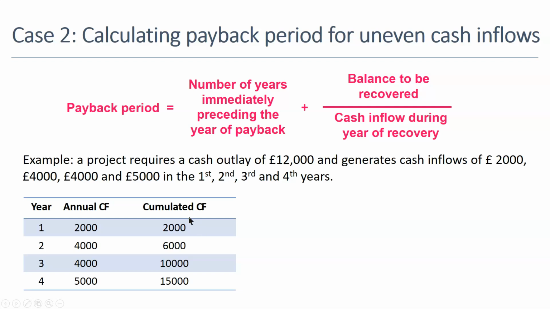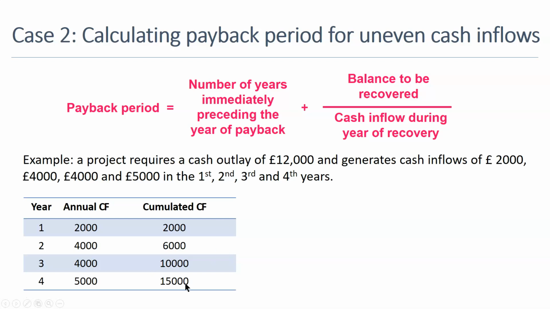For example, in the first year we have only generated £2,000. By the end of the second year we have reached £6,000 of total cash flow. So this is a sum of all previous cash flows. At the end of year 3, we have managed to generate £10,000. So this is the total amount generated in the 3 preceding years, and so on. So we've calculated cumulated cash flows.